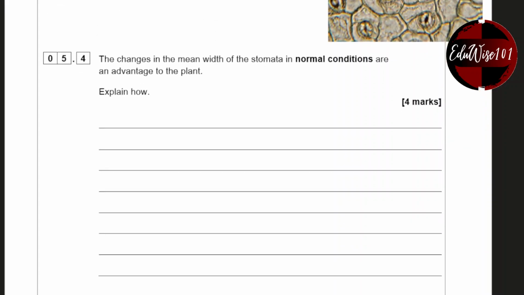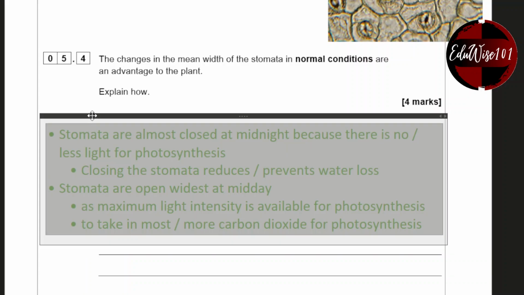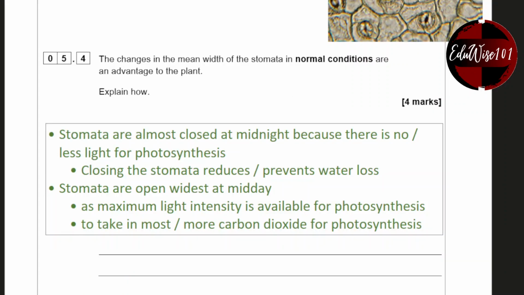So here's the answer. Stomata are almost closed at midnight because there is no light or less light for photosynthesis. Closing the stomata reduces or prevents water loss. Stomata are open widest at midday as maximum light intensity is available for photosynthesis, to take in the most carbon dioxide required for photosynthesis.